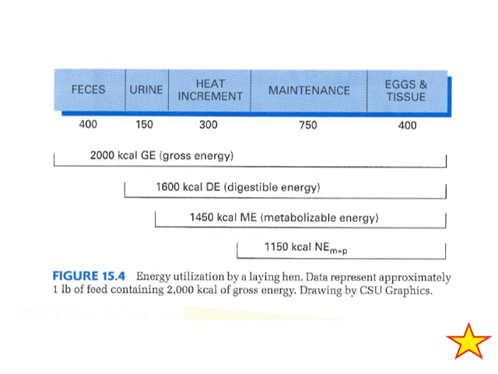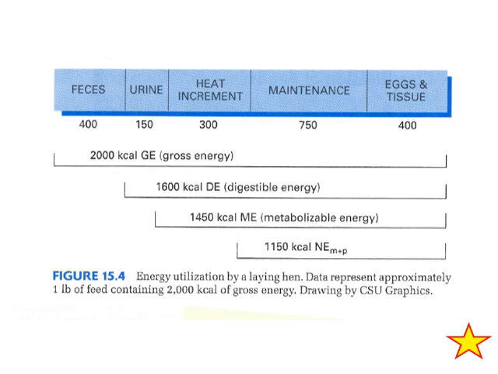We drop the urinary, and we're going to assume there's not a lot of gas energy associated with the, well, not cows, hens. We've got a laying hen down here. They don't burp all that much. What's left, heat increment, maintenance, eggs and tissue, is metabolizable. The maintenance, egg and tissue is our net energy for production and maintenance.